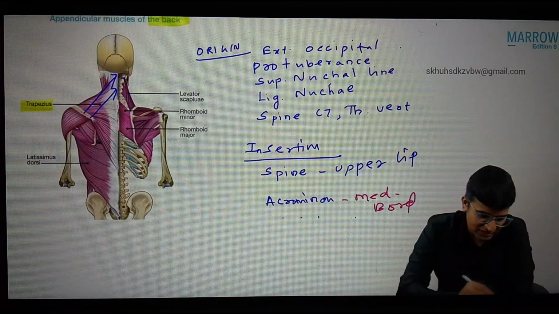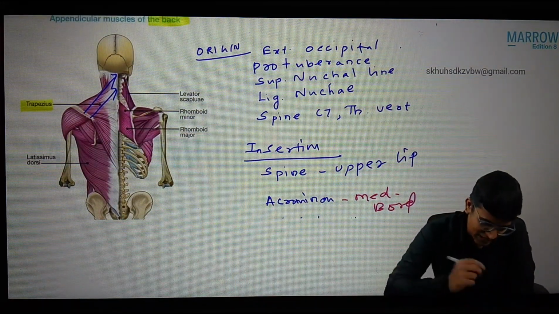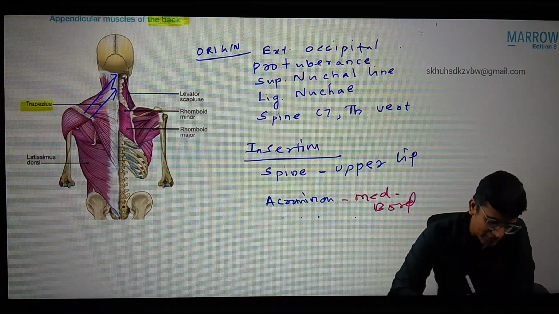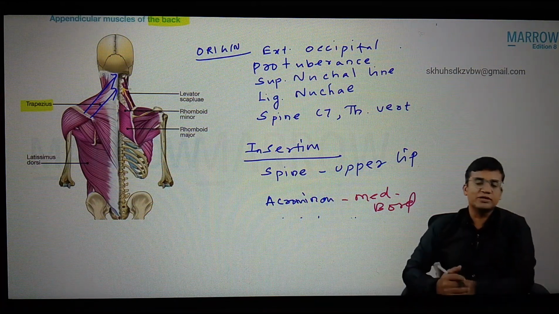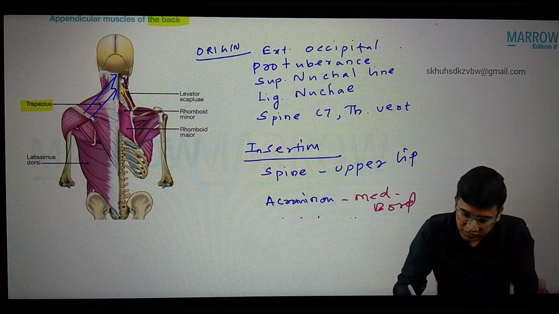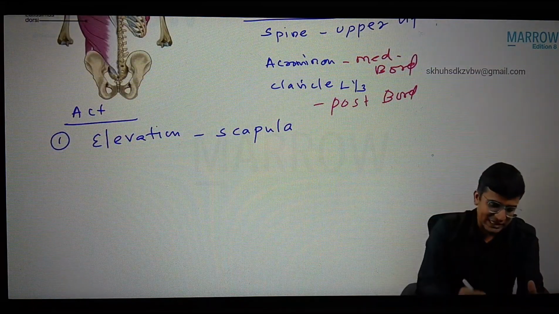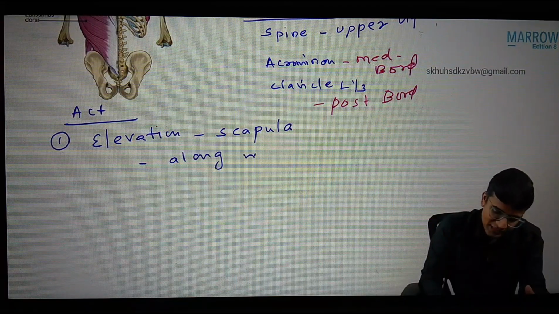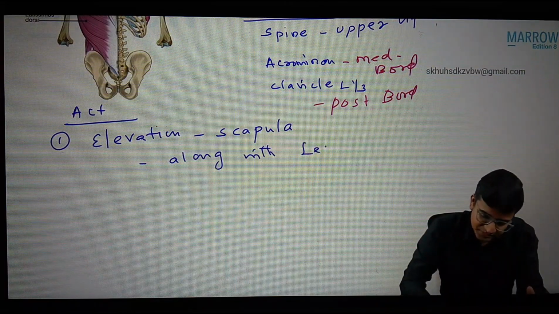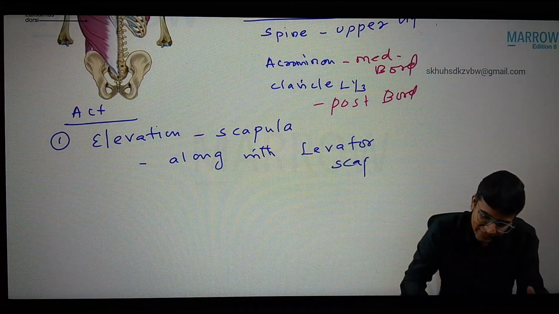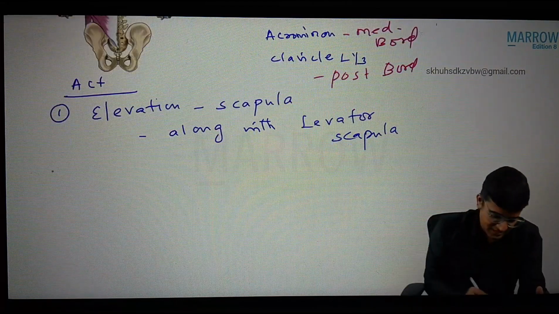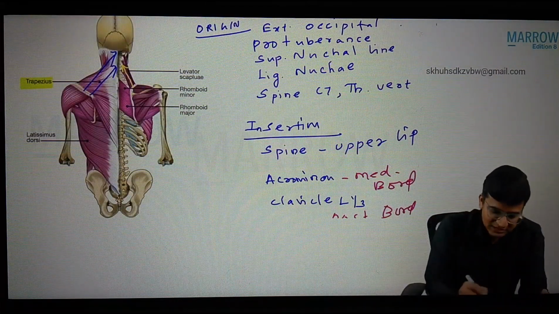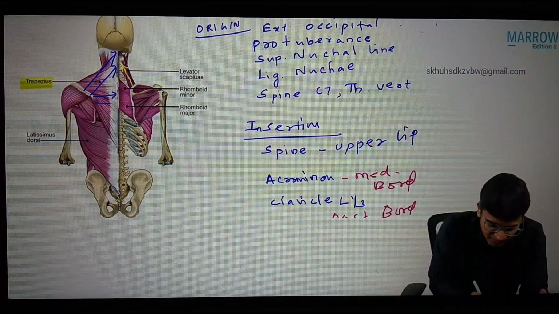Along with one muscle that is helping. Which muscle? See this muscle. This is our levator scapulae muscle. Levator scapulae also does the same movement, moving the scapula superiorly. So, elevation of the scapula is done by our trapezius muscle along with levator scapulae muscle. Next, the second action for trapezius. See the diagram.